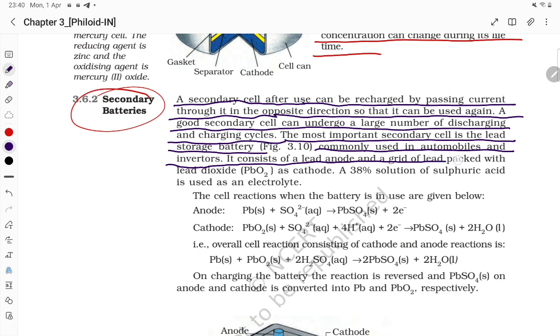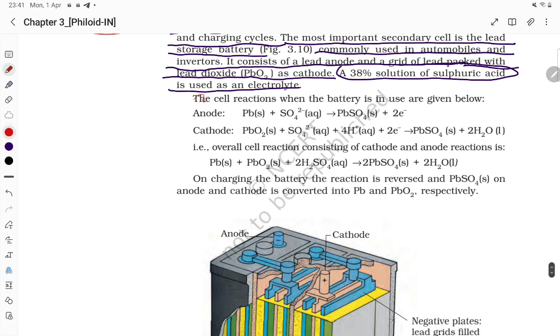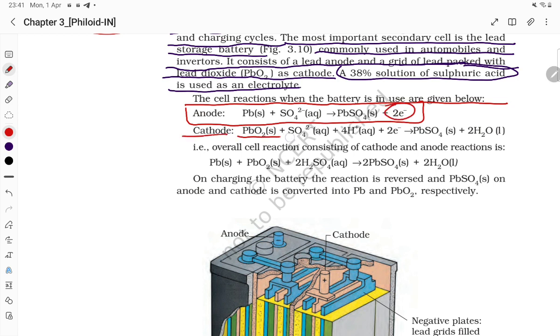It consists of a lead anode and a grid of lead packed with lead dioxide PbO2 as the cathode. A 38% solution of sulfuric acid is used as the electrolyte. The cell reactions when the battery is in use are given below. Anode: Pb plus SO4 2- is converted into PbSO4 plus 2 electrons. Cathode: PbO2 plus SO4 2- plus 4H+ plus 2 electrons gives PbSO4 plus 2H2O.